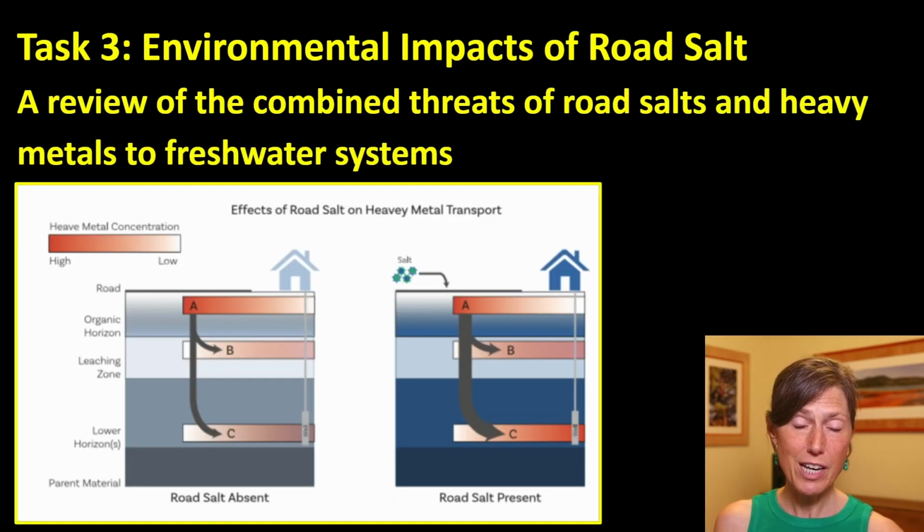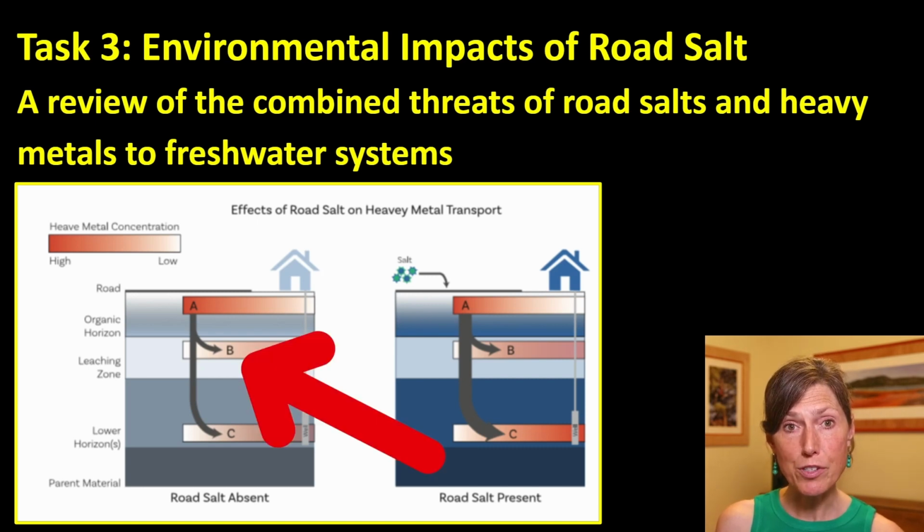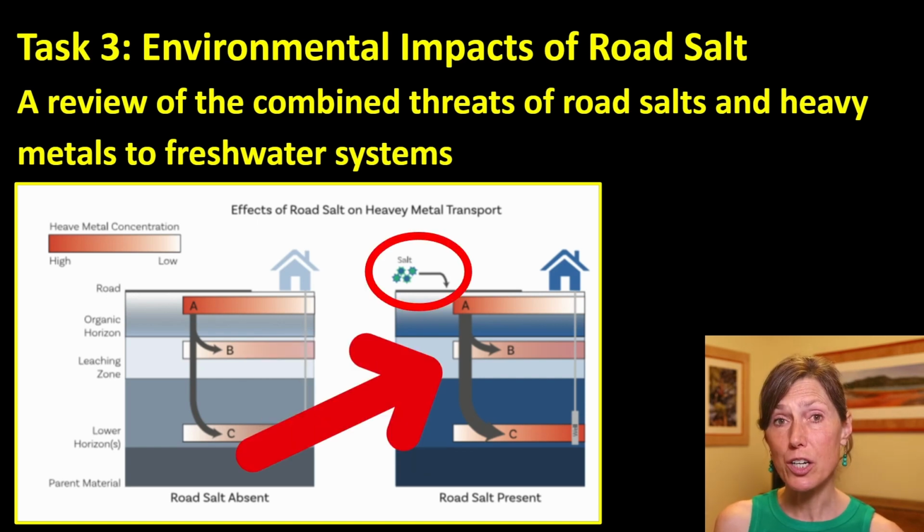The third study highlighted in this module is a review of the combined threats of road salts and heavy metals to freshwater systems. When road salt is absent, there's only a certain amount of heavy metals released into the groundwater. However, when increased amounts of salts are running off and entering the groundwater, it manages to extract any heavy metals present and take these heavy metals with it into the groundwater.